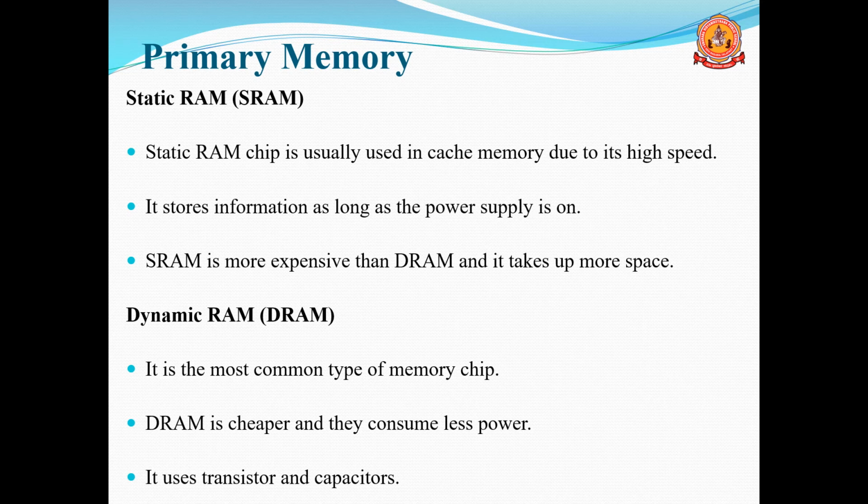Static RAM chip is usually used in cache memory due to its high speed. Static RAM is mainly used in cache memories, which I will discuss later. It stores information as long as the power is supplied. When power is on, the data will be stored in static RAM.